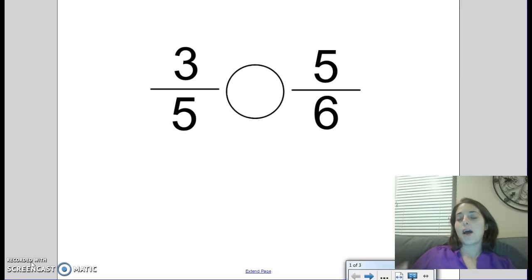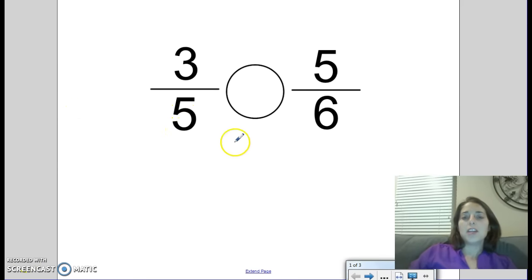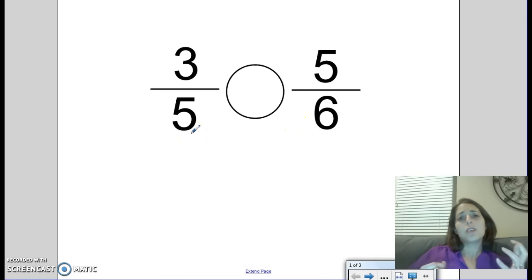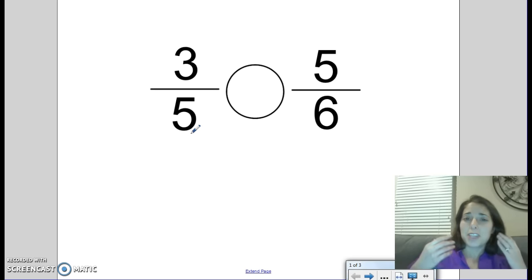This video is all about comparing red light fractions. We know that they're red because they're definitely not green. They do not have the same denominator. And we cross our fingers if they're not green and hope that they're yellow. And that would save us a lot of time.